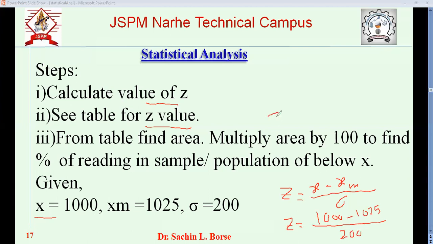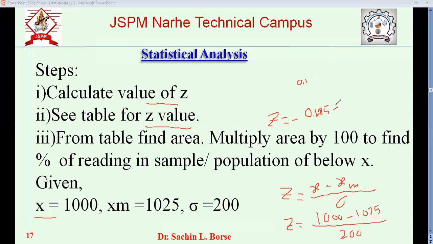Now calculate the value using the calculator. What is the value of Z now? Minus 0.125. Yes, it is minus. So you go to the table first. Now you have to see the first table, which is the negative one. You find the area. So you have to see 0.1, and in the vertical column, we have to see the 3.